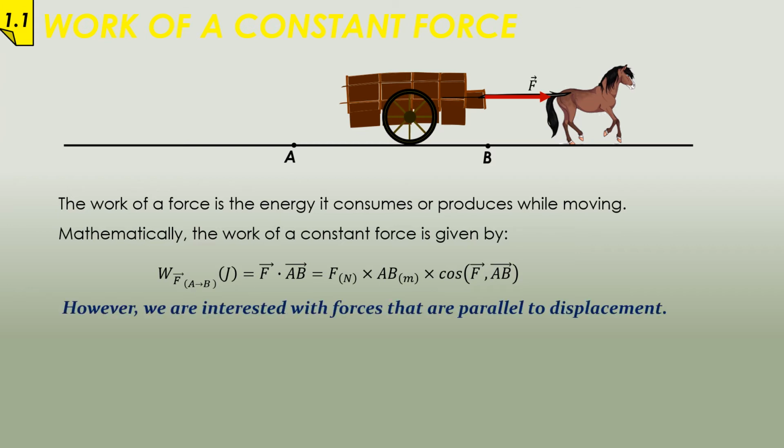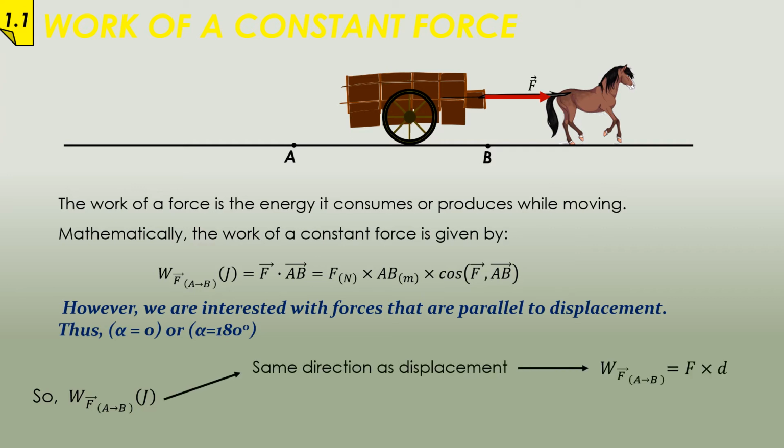And I have some good news. We are just interested with forces that are parallel to displacement. So we won't have any angle in between. We'll just have the angles either 0 or opposite. Now, if you know some trigonometry, you will know that if alpha is 0, the cosine is +1. And in this case, we have the force and displacement in the same direction. Therefore, the work of the force is F times d. Whereas if the force is opposite to displacement, we just add a negative sign and we'll have work of the force equals negative the magnitude of the force multiplied by the distance.